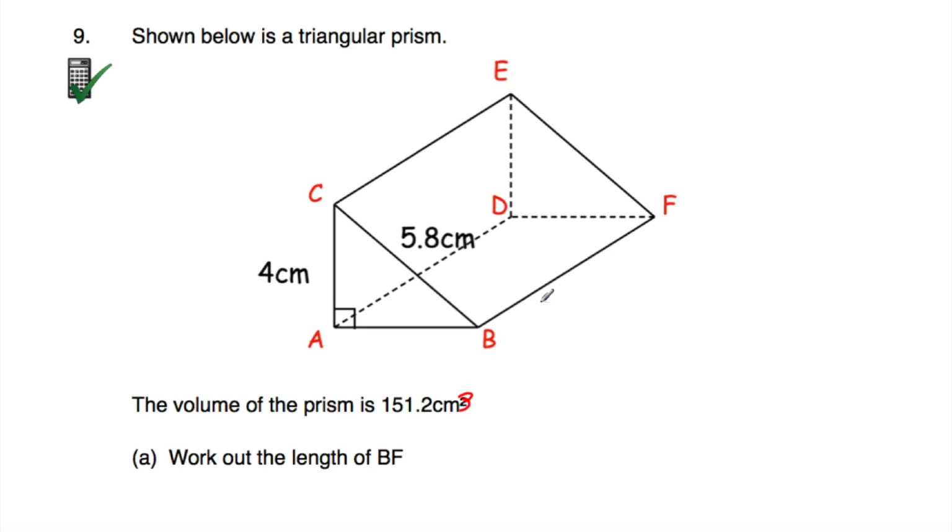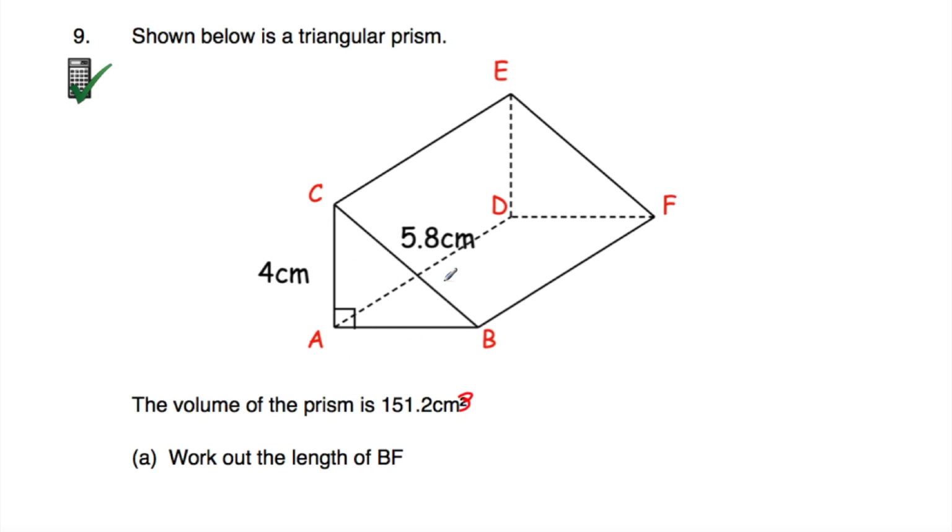So before we do that, we're going to use the fact that the volume of the prism is 151.2 centimeters cubed. If I wanted to find the volume of this prism, I'd find the area of the cross section, this right angle triangle, by doing half the base times the height, and then multiply by how long the prism is. But in this case, we're missing two things: the length of the base of this triangle, and the length BF, how long the prism is. So let's find the length of the base to begin with.